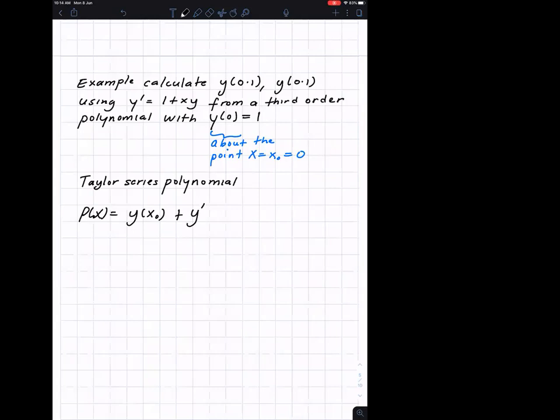y(x naught) plus first derivative y'(x naught) multiplied by (x minus x naught), plus second derivative y''(x naught)... x naught is the point that was given to you, about the point x naught. So with the Taylor series, you're forming this polynomial about the point x equal to 0.